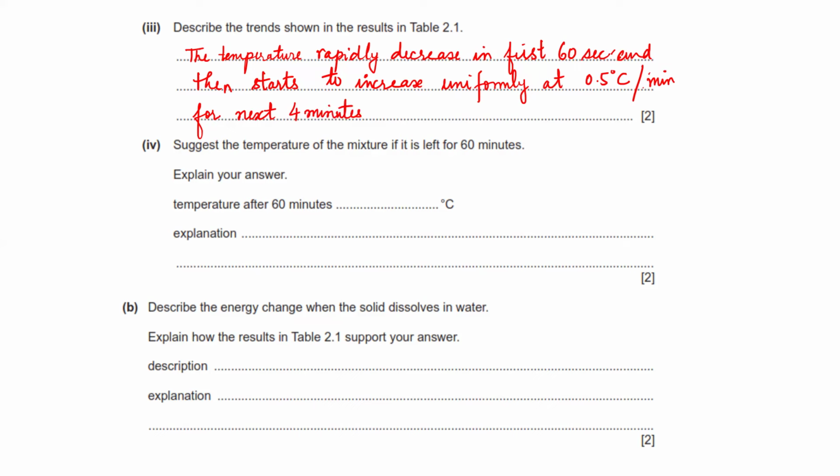Then part 4, it says suggest the temperature of the mixture if it is left for 60 minutes. So it means that for 60 minutes, 1 minute is 60, so it is approximately 60 times 60, 3,600 seconds, lots of time. So we have only measured till 300 seconds. So we can easily say that the temperature will reach the room temperature or the initial temperature or the ambient temperature. So initially, before the reaction started, the initial temperature was 19.5. So it will be 19.5 degrees C.